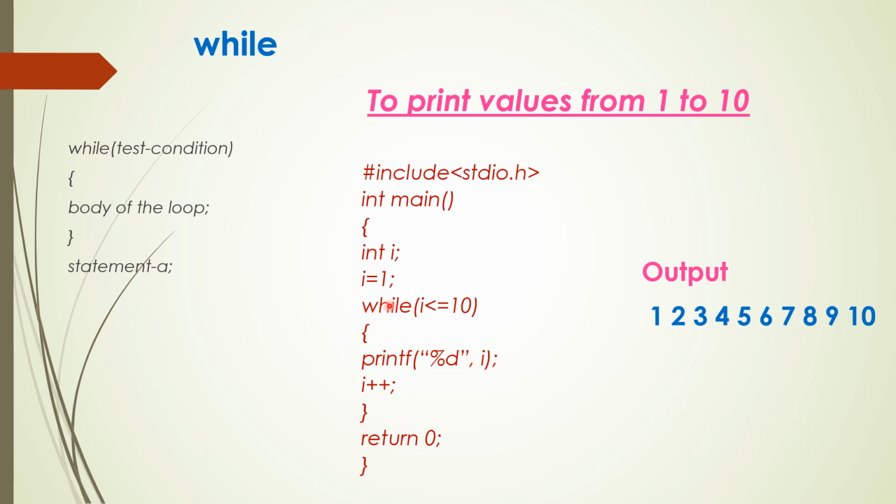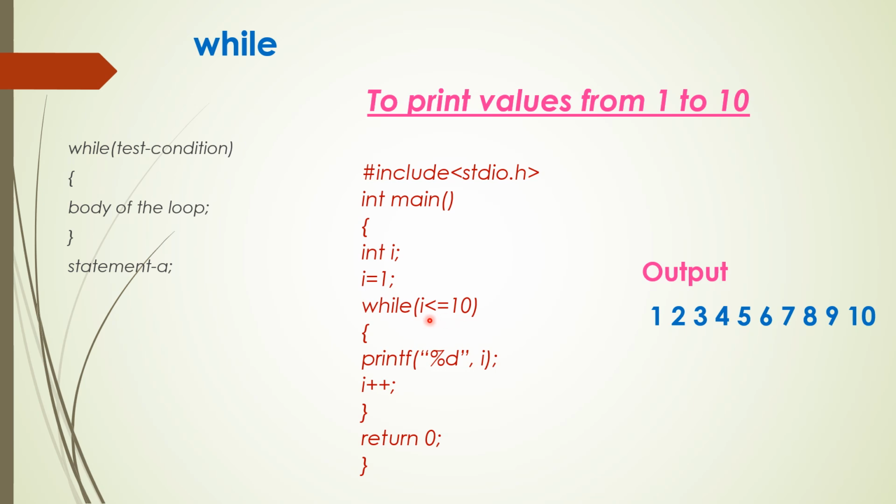Likewise it goes and checks until now I have 9. When it is 9 it is printed, and after that it is incremented. Now it becomes 10. Yes, it is equal to 10, so it enters the loop and 10 is printed. It is incremented, now it becomes 11. Now it is checked in the while. It is not less than or equal to 10, so it comes out of the loop and that's it.